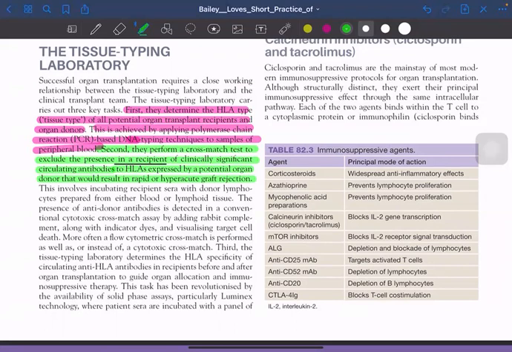Then this also involves incubating recipient sera. How will you do this second part? It is by incubating the recipient sera with donor lymphocytes prepared from either blood or lymphoid tissue. Third, the tissue typing laboratory determines the HLA specificity of circulating anti-HLA antibodies in recipients before and after organ transplantation to guide organ allocation and immunosuppressive therapy.